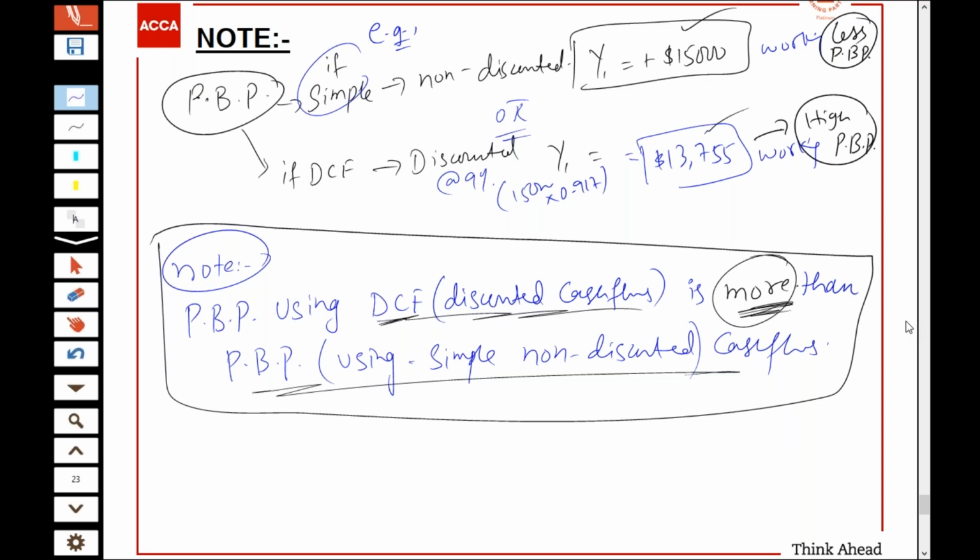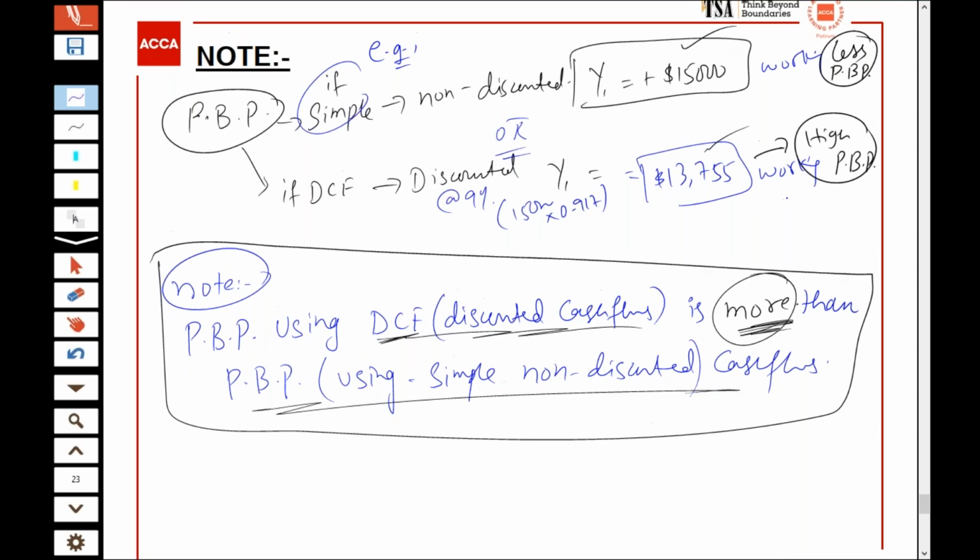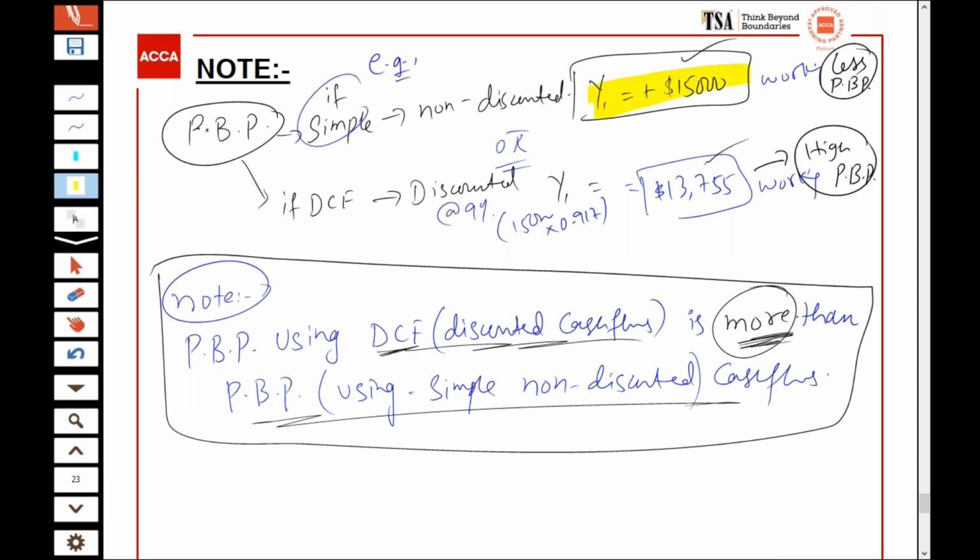Clear? Okay, that's good. You can just simply use your calculator. Imagine that the initial investment is 30,000 divided by 15,000. So the payback period is 2 years. If you divide 30,000 by 13,755, the payback period is more than that. Okay, all of you students, please reply here in the question box whether this statement is clear.